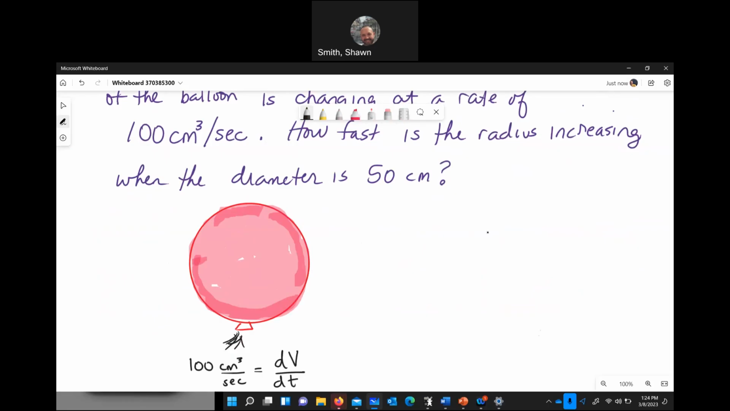We're looking for the unknown. So what we're asked is the rate at which the radius is increasing, right? So this is the derivative of the radius with respect to time, equals what? And we want to do this at a diameter equal to 50.